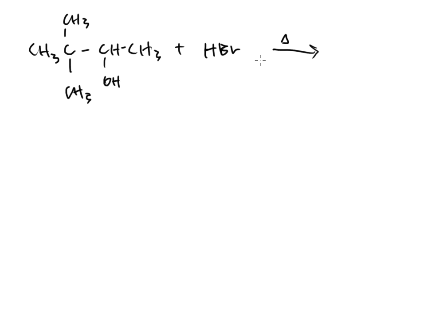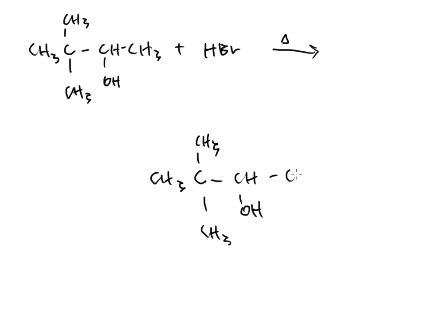All right, so I'm going to take this alcohol. I'm going to react it with HBr with a little bit of heat, and I want to know what will form. Just like before, I'm going to take CH3, my carbon, my CH3, CH3, CH, OH, and CH3. I redraw the reagent. I do this every single time.